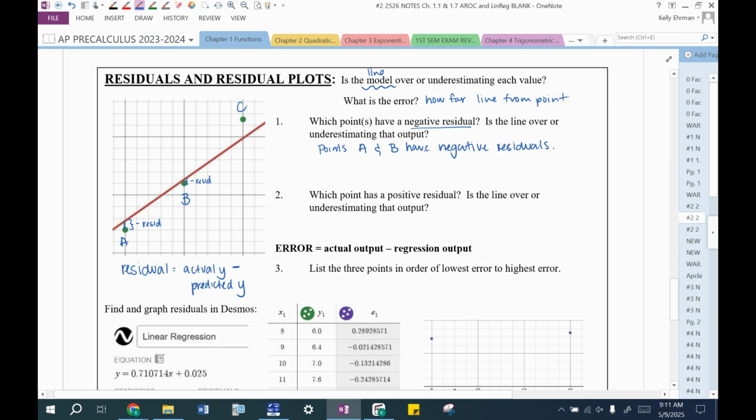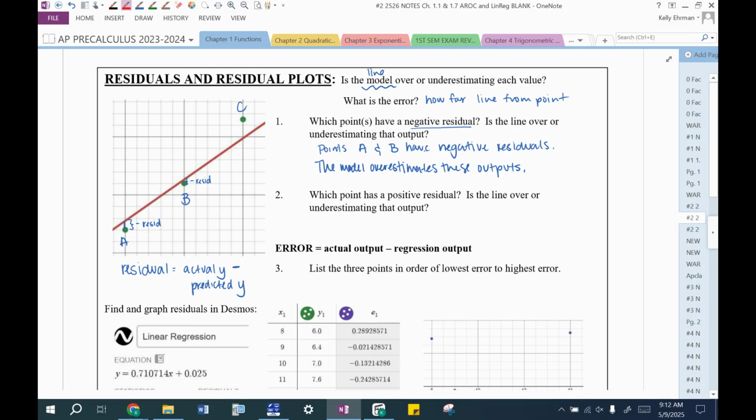Is the line over or underestimating that output? So just follow that question. Is the line over those points or under them? It's over those points. So the line or the model overestimates these outputs. It just means the line says the y value is going to be a bit higher than what it actually is. The data points are what's actually happening.